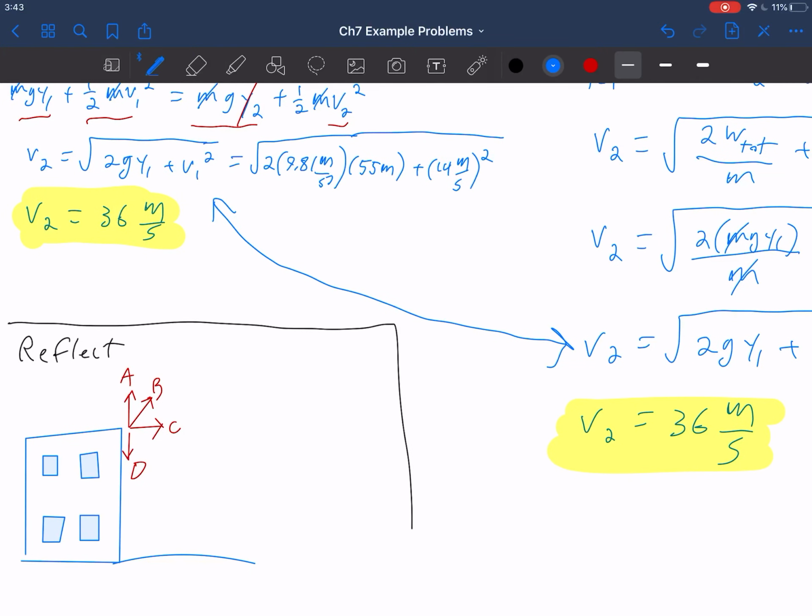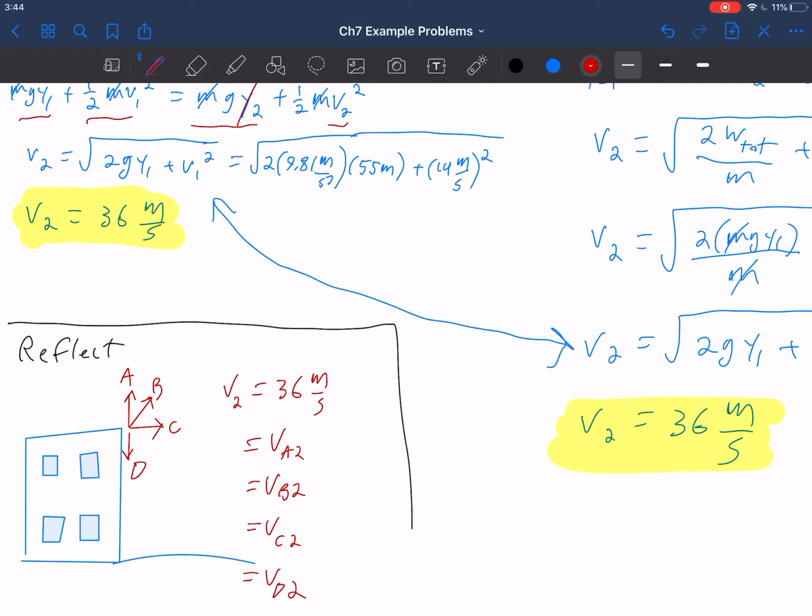We can tell that with A, B, C, and D, that the velocity of the ball when it hits the ground is going to be 36 meters per second. Right? That's for each of these cases. Doesn't matter which direction we throw the ball, straight up, straight down. When it hits the ground at time 2, it must be moving at 36 meters per second.